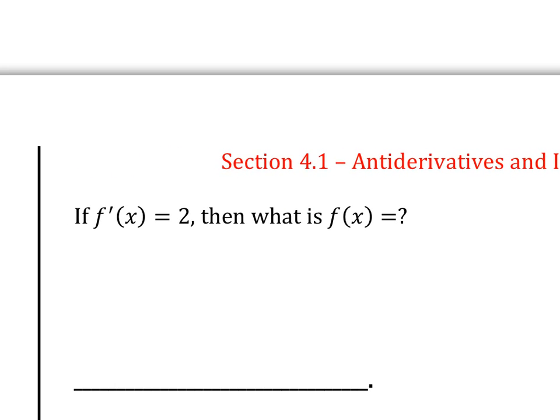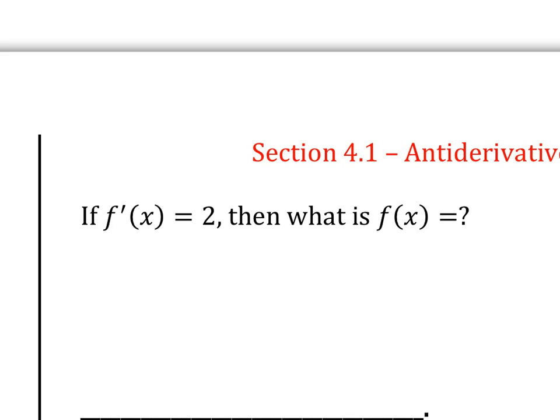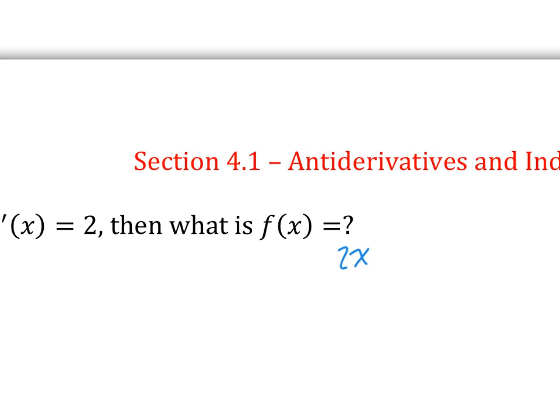Okay, so let's kind of think backwards. If f prime of x, so if the derivative is 2, what is the original function? 2x. Okay, so you're kind of thinking, what would be the original one so that when I take the derivative, I would get 2, right? So 2x. Is 2x the only answer though? Probably not. Maybe 2x plus 1, right? If I take the derivative of 2x plus 1, I get 2 because derivative of 1 is just 0.